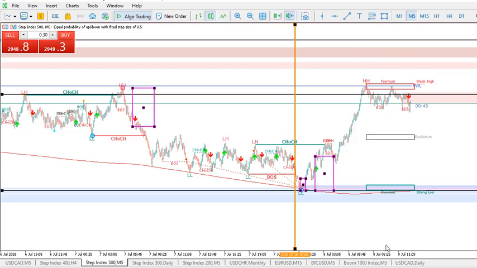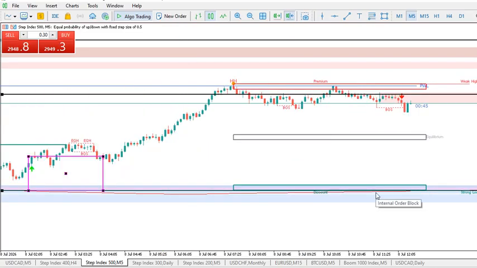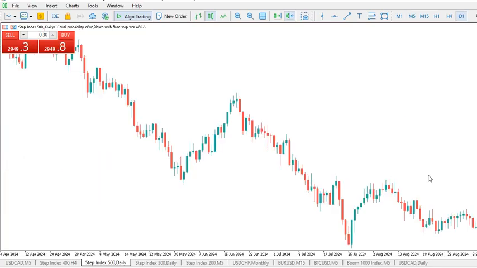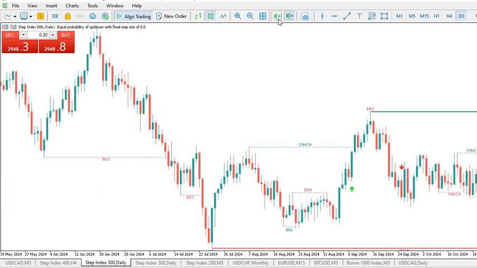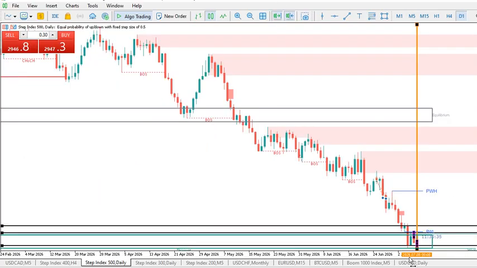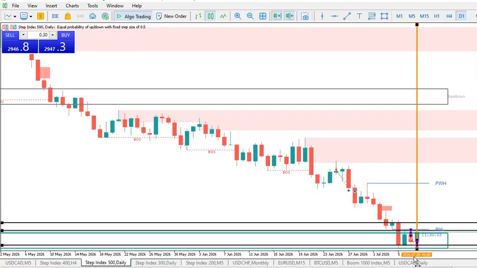So this is how you trade using the trading system. It's very profitable when you incorporate it with your trading style.